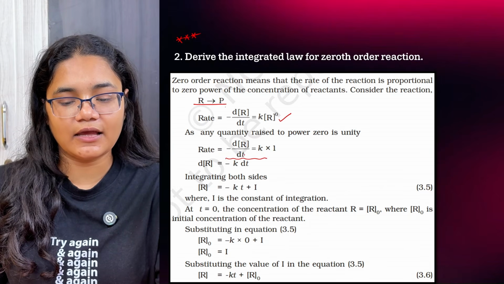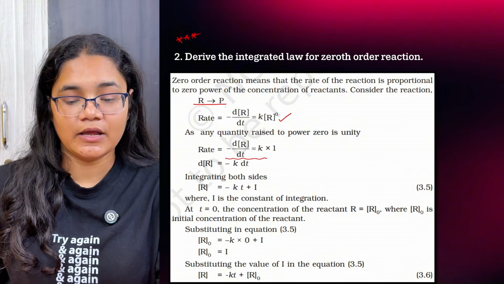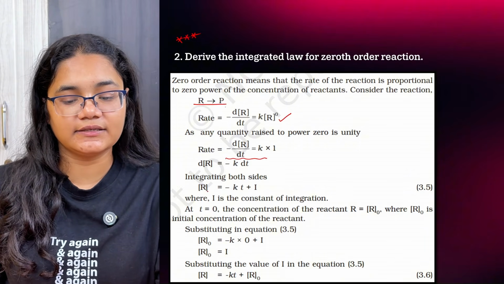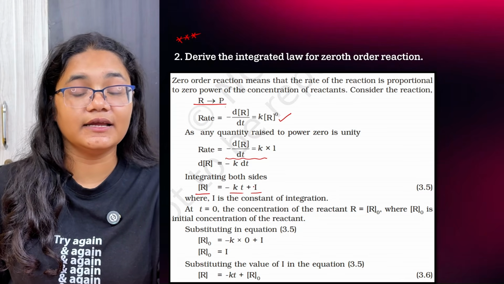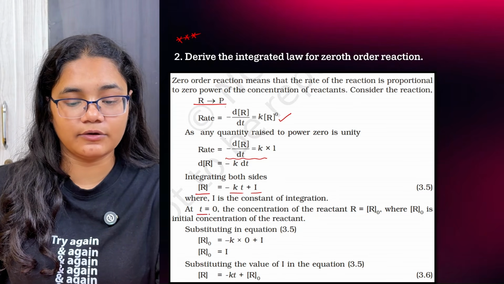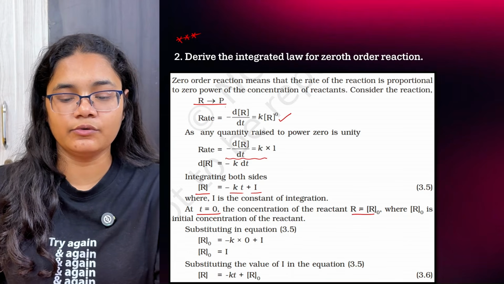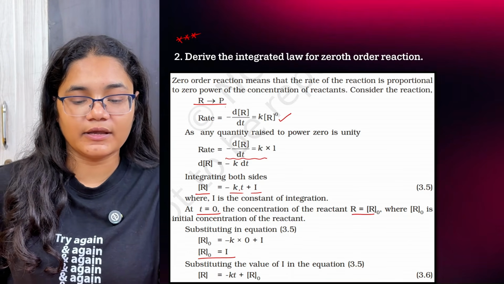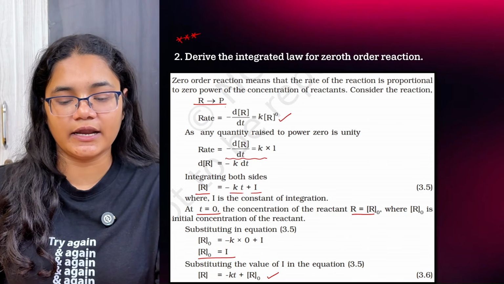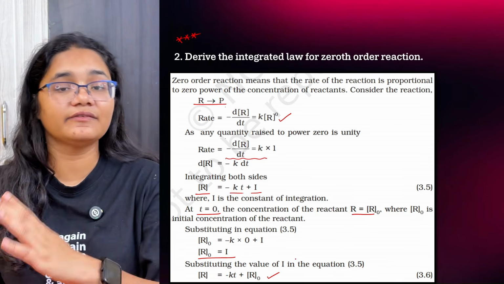Now I can write dR is equal to minus k dt. Now I can take integration on both sides. That will give me R is equal to minus kt plus I, where I is the integration constant. When t equal to 0, R is equal to R0, so you can find the value of I as R0. Now you can substitute this and you will get R equal to minus kt plus R0.